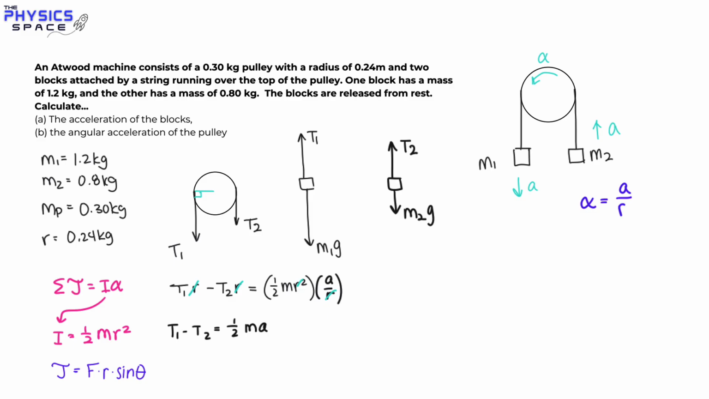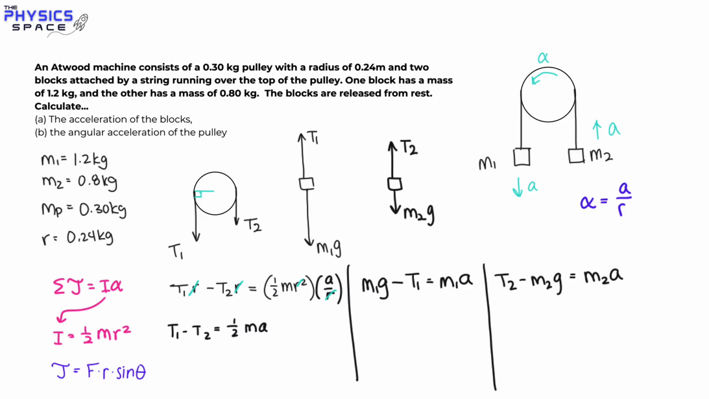Let's repeat that process with our masses, but for net force, using the regular version of Newton's second law for both of these. For mass 1, we have the gravitational force M1G minus our tension force T1 equal to M1 times A. And for our other mass, tension 2 minus M2G is equal to M2 times A. Again, here we're working off Newton's second law, where net force is equal to M times A.